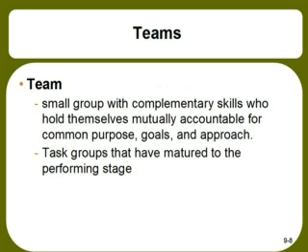Up to this point, our discussion has been focused on groups and group behavior. We now turn our attention to a specialized and highly organized group of individuals called a team. Formally defined, a team is a small group with complementary skills who hold themselves mutually accountable for common purpose, goals, and direction. In the language of Tuckman's five-stage group development process, a team is a task group that has matured into the performing stage of development, stage 4.